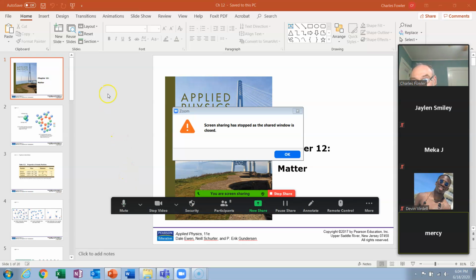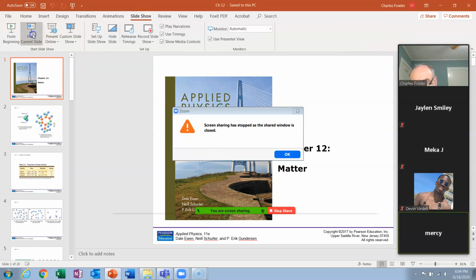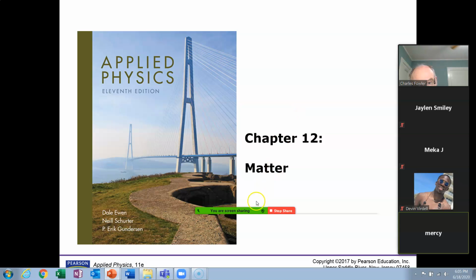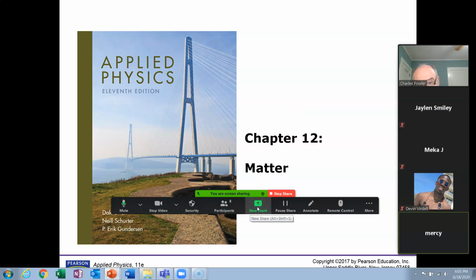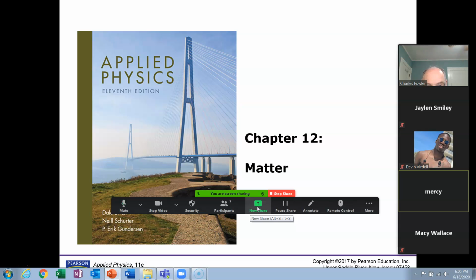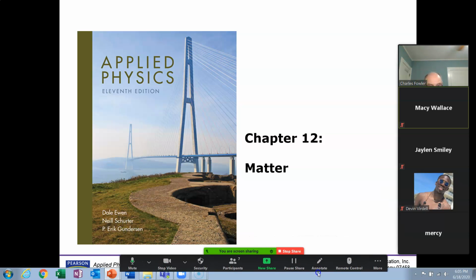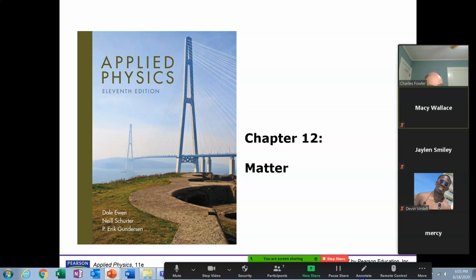Okay, here we go. Let's go from current slide. It says here screen sharing is stopped as the shared window closed. Okay, but now we're screen sharing again. Can you see chapter 12 matter? Yes or no? Yes, okay. I thought that was wrong. So let me move, I don't know if you can see it, that's my toolbar. It just gets in the way, so let me get it out of the way down here.